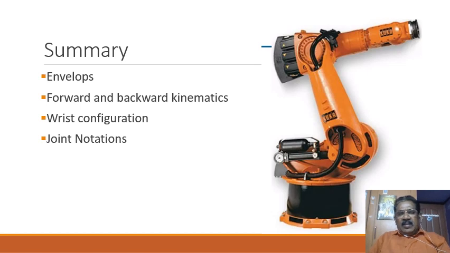So today we have seen the various envelopes. We have seen the forward and inverse kinematics. We have seen the different configurations of the wrist, pitch, roll, and yaw. We have also seen the joint notations. So with this, let us stop here for the time being, and then we will continue with the remaining portion of the unit.